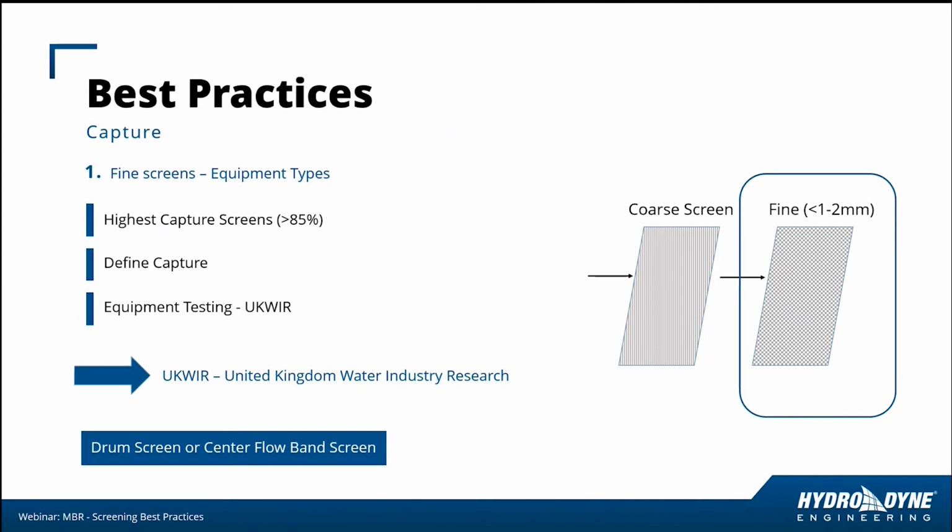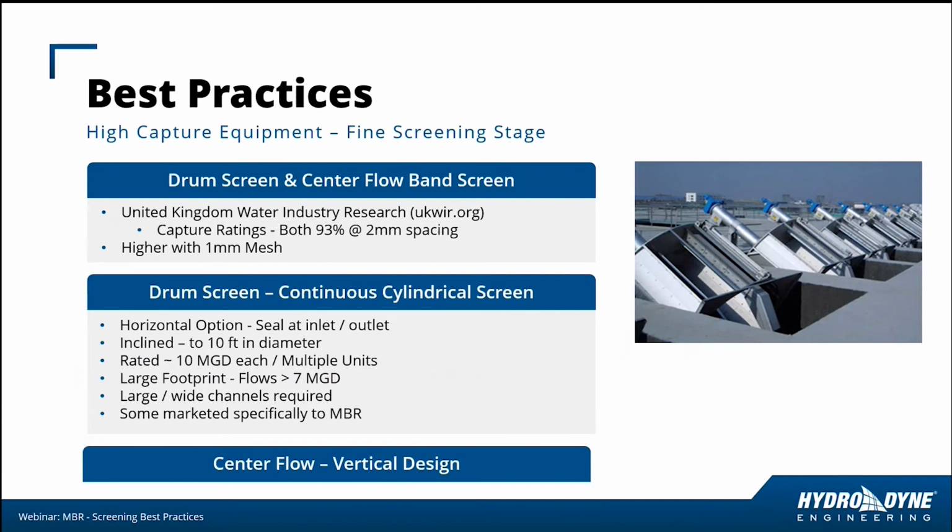And we're talking about the second stage first here, the fine screen, before we talk about the coarse screening stage. So as we said, fine screening requires high capture equipment. And looking at the ratings for drum screens and center flow band screens, they've been rated as high as 93% at 2 millimeter spacing. So they can take out most of the debris that is in the system before the membrane tanks. And it goes higher actually with smaller mesh ratings.